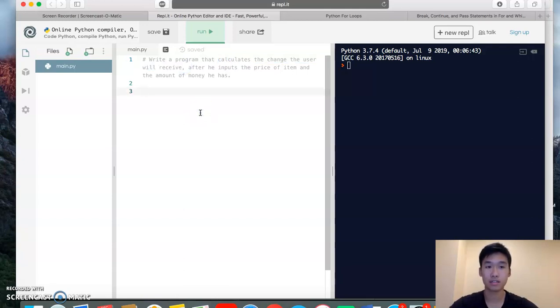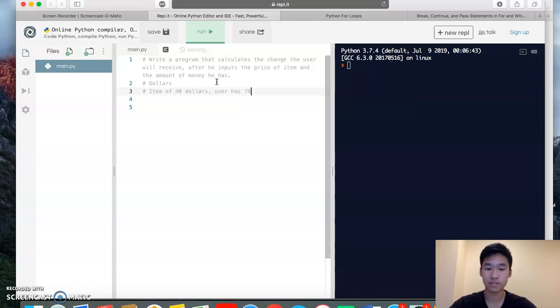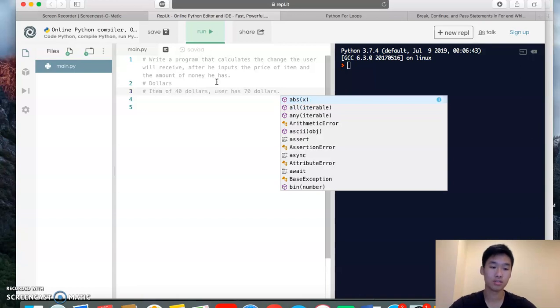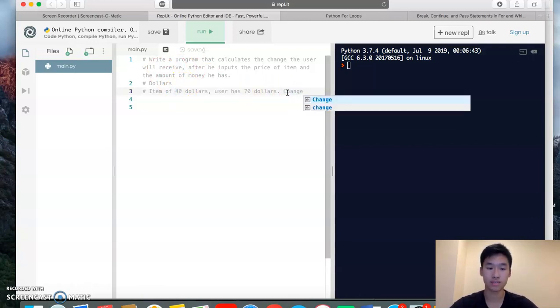So let's say that we are buying something, and dollars is the currency that we use. It's how we measure the money in dollars. So let's say that we have an item of $40 and the user has $70. So when he gives his $70 to the store attendant to buy an item that is $40, he will receive a change, which is the money that he got back. Change will be $30.